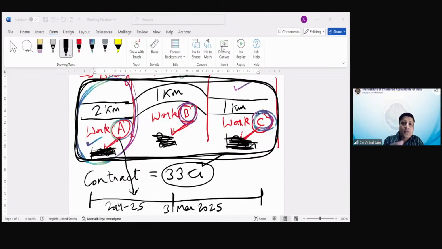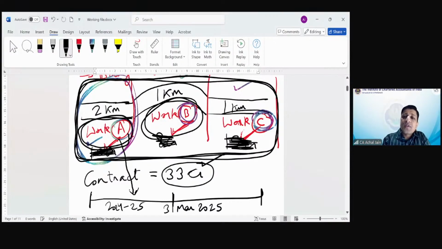Why? Because some part of the contract is executed, some part of the contract is completed, and we are looking at the revenue recognition for this financial year. So what will you do in such a situation? In such a situation, you will have to again find out whether all these three works, work A, work B, and work C, are interrelated or not, whether they are interdependent or not.